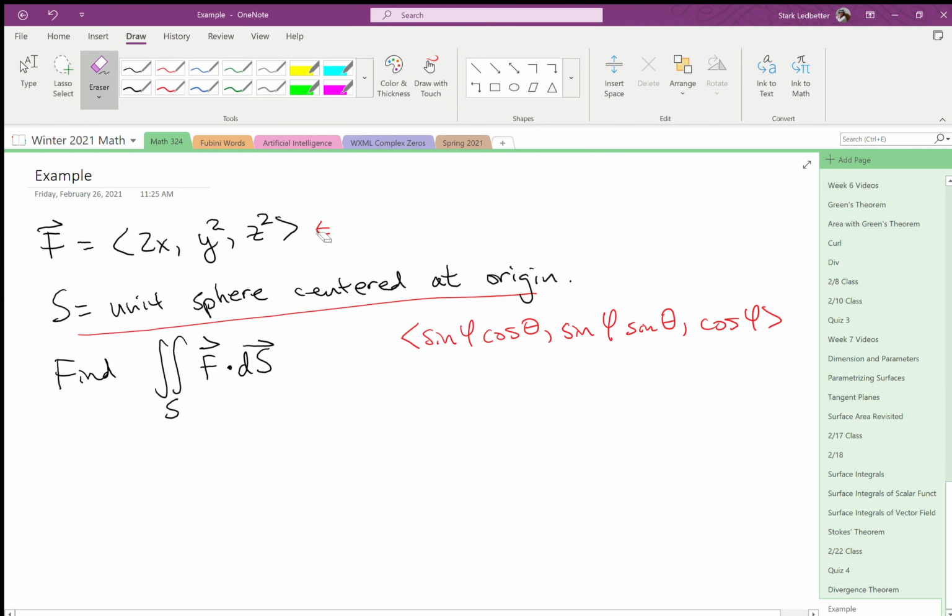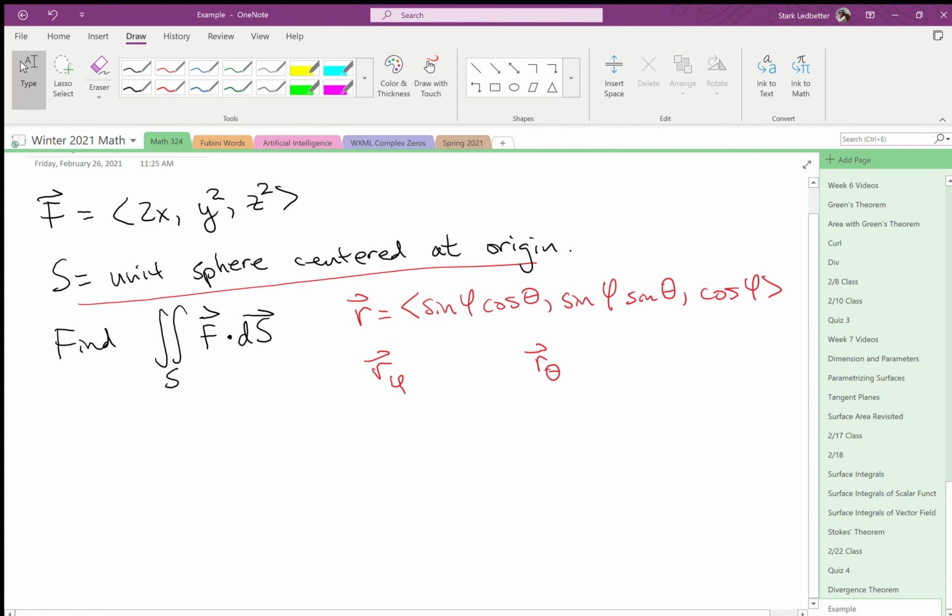We're going to need to find r phi and r theta. We're going to need to take a cross product, and then the integral we end up with might still be ugly. So maybe we don't want to do all that work.